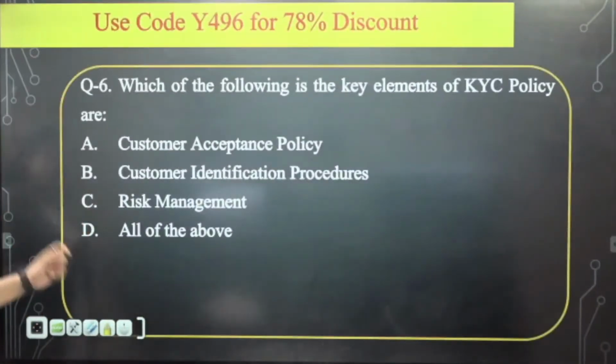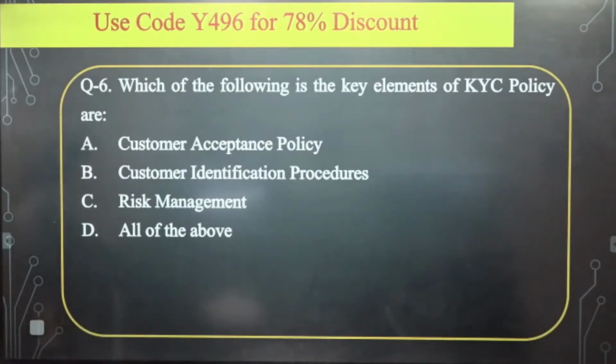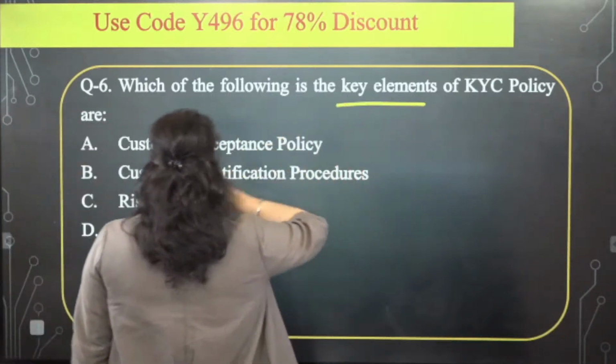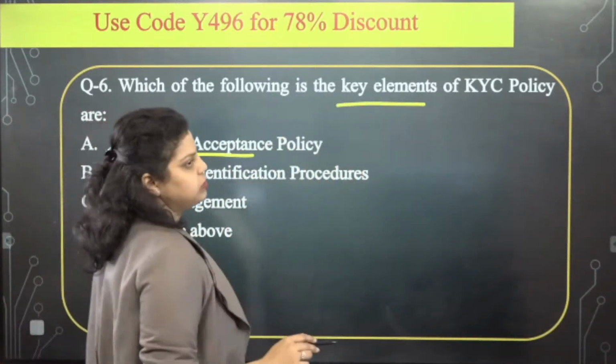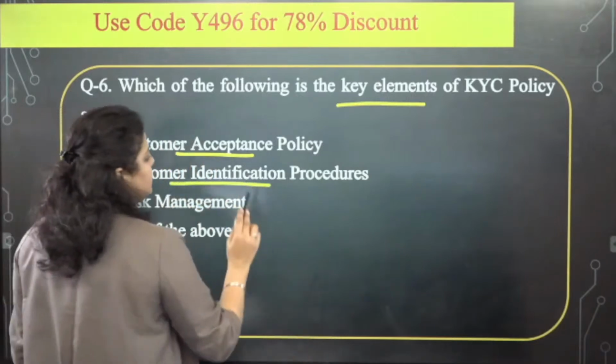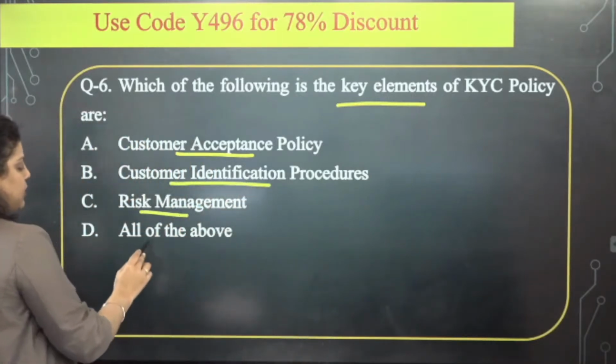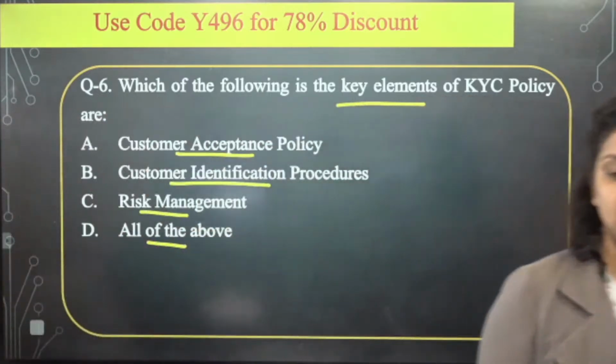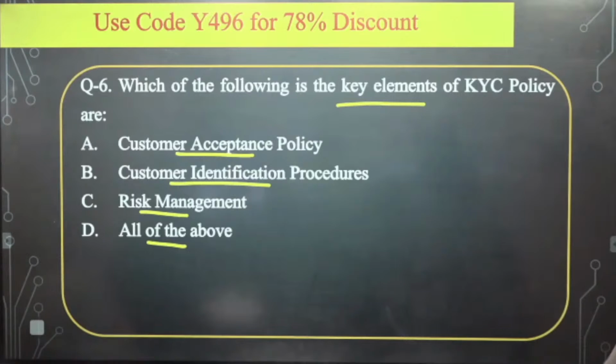Next question is talking about which of the following is the key element of KYC policy. Which of the following is or are the key elements of KYC policy? First is customer acceptance policy. Second is customer identification procedure. Third is risk management. Fourth is all of the above. So which of the following are the key elements of KYC policy? A, B, C or D? Customer acceptance policy, customer identification procedure, risk management or all of the above?